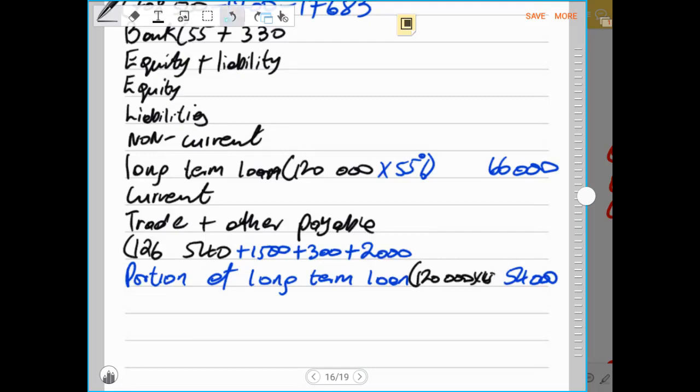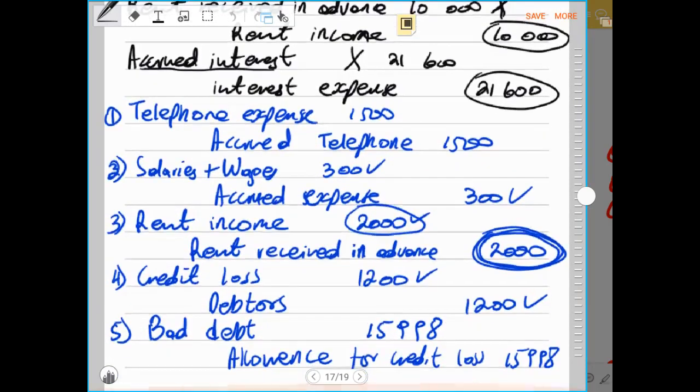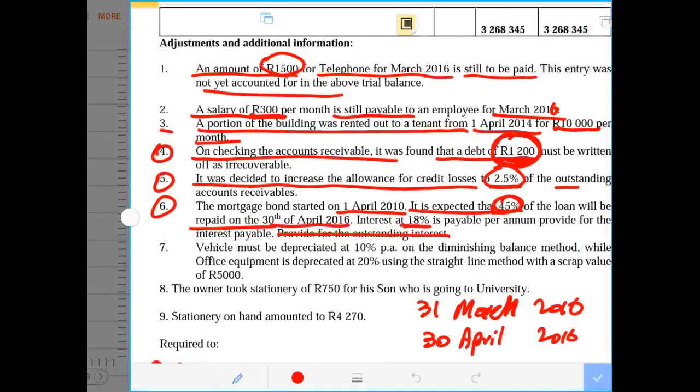Times by 45%. After this has been multiplied by 45%, it will give us the current portion. Then now we go to the interest portion of this journal entry, where they are telling us that the interest is 18%. We are told that the interest is 18% and is payable per annum. We must provide for the outstanding interest.